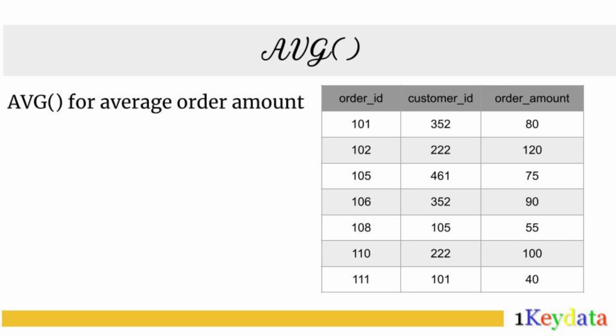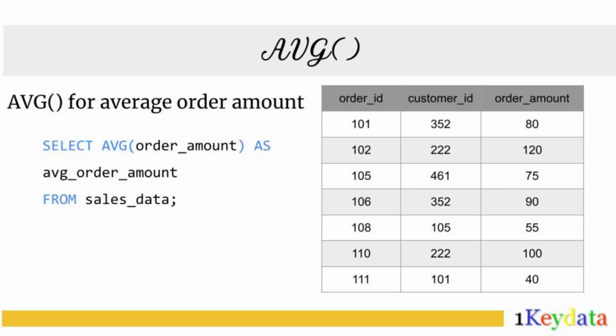Next, we have the average function, which calculates the average value in a column. This query gives you the average sales amount. Here is the result showing the average size of an order.